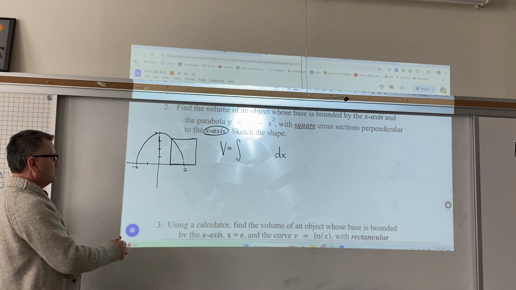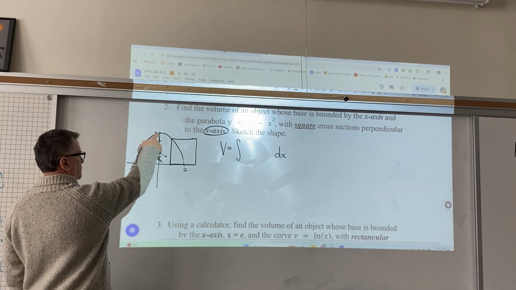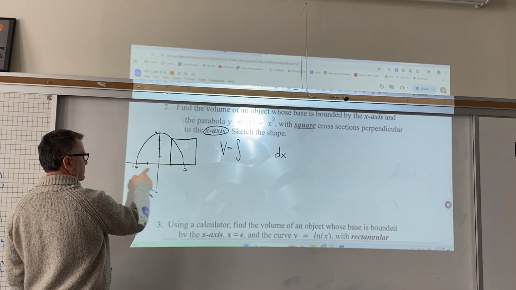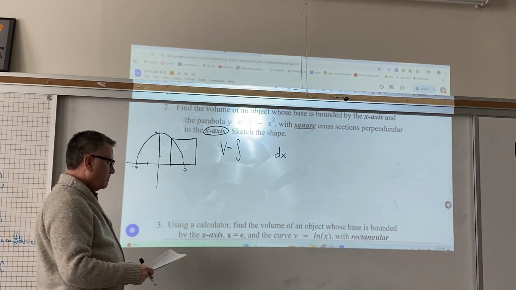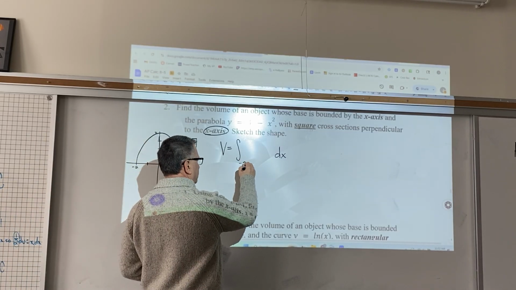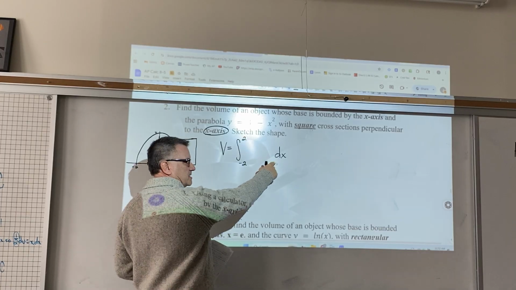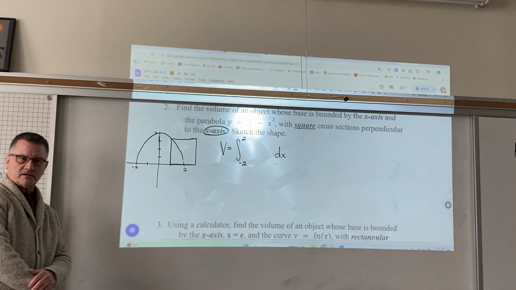And if I'm moving across the x-axis, I'm not going from 0 to 4, that's moving across the y-axis. I'm going from -2 to 2, and I'm moving across the x-axis. So that locks me in.